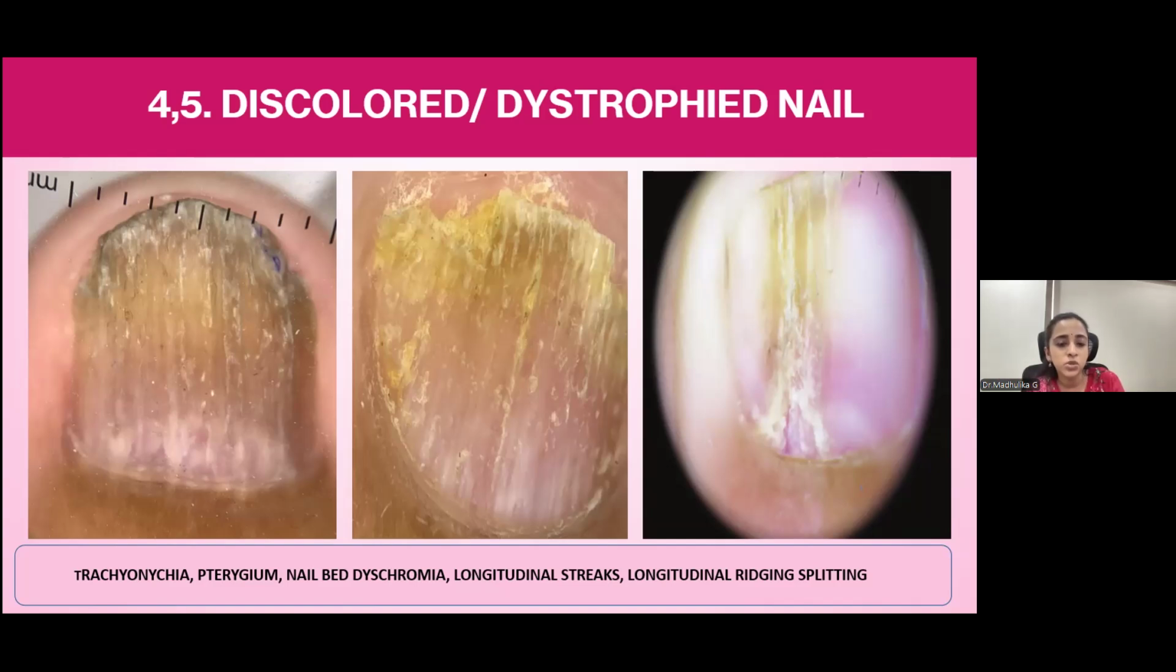And also the last image is like lichen striatus, which is again crumbling of the nail in one area along the direction of the skin lesion. It's also again a lichenoid infiltration. Next.